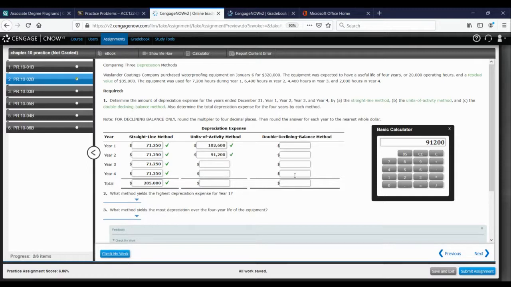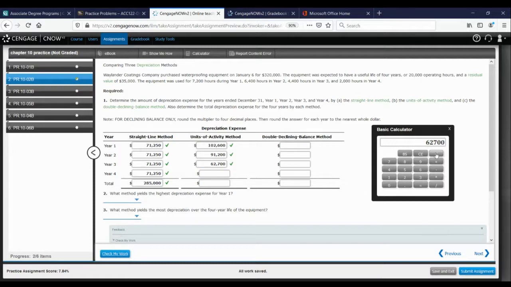Year 3, we're going to do the same thing. We're going to take our depreciation rate, which was $14.25. We're going to multiply that by the number of hours used in year 3, which is 4,400 hours, and that will give us the depreciation expense of $62,700.